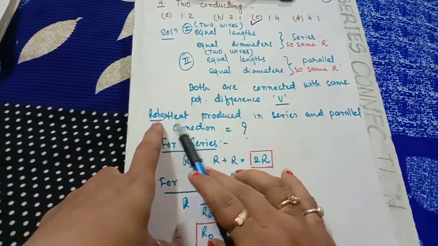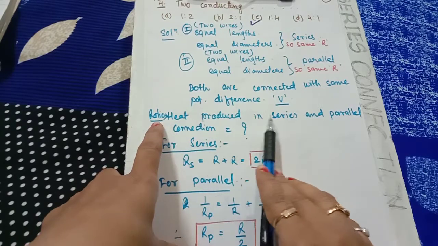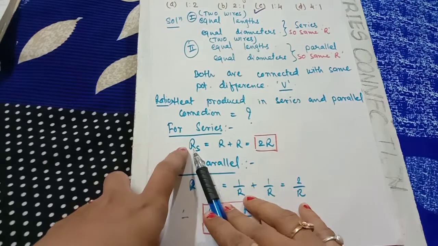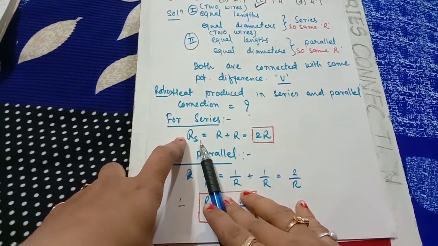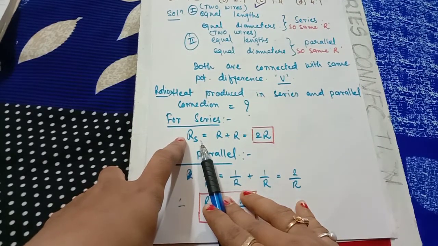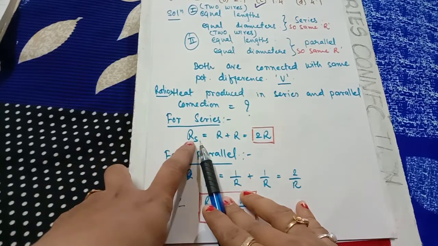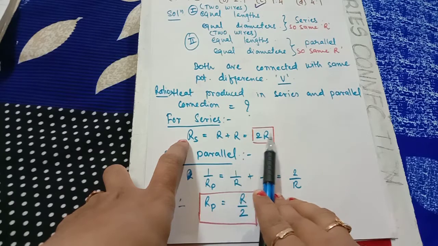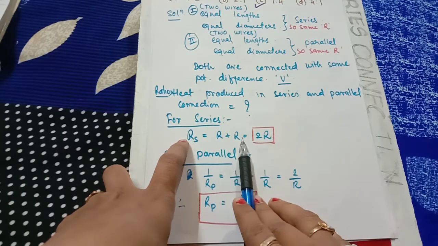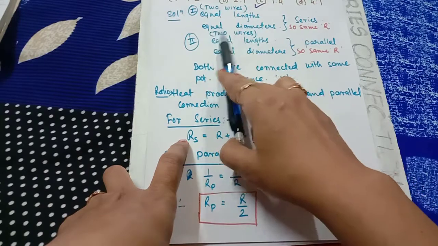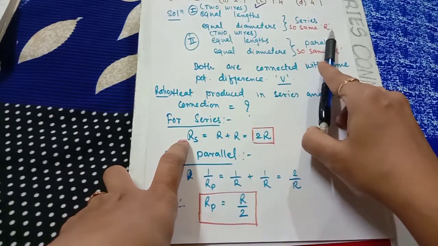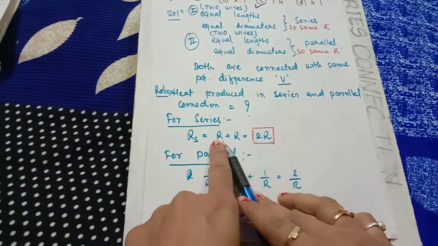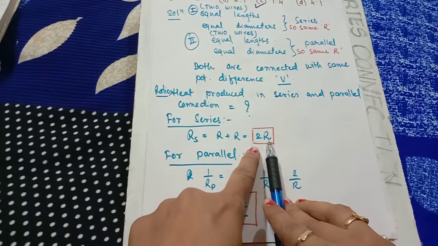Now heat. Ratio of heat produced in series and parallel connection we have to find out. So first one for series, RS. This we have done in the text and also in the derivation of parallel connection and series connection. RS is equal to R plus R is equal to 2R. Why R plus R? Why not R1 plus R2? Because equal length, equal diameter, so R is also same. And how many wires are there? 2 wires. So R1 plus R2 means it is same. So we are writing R plus R is equal to 2R.